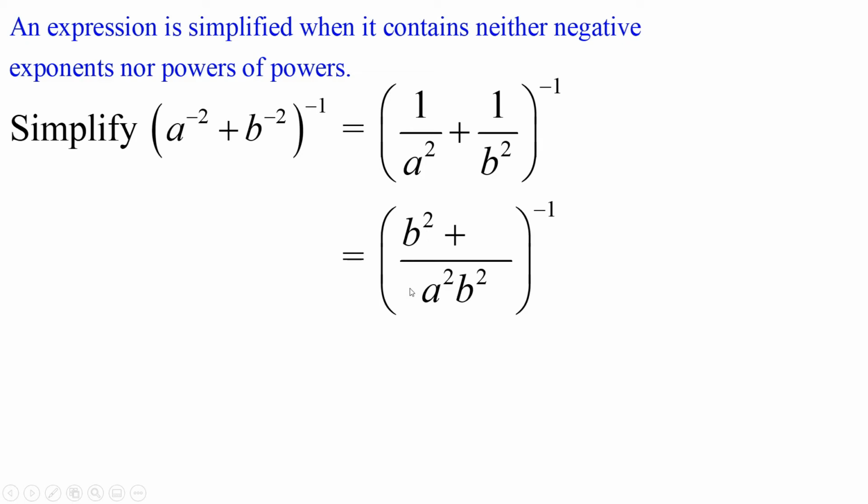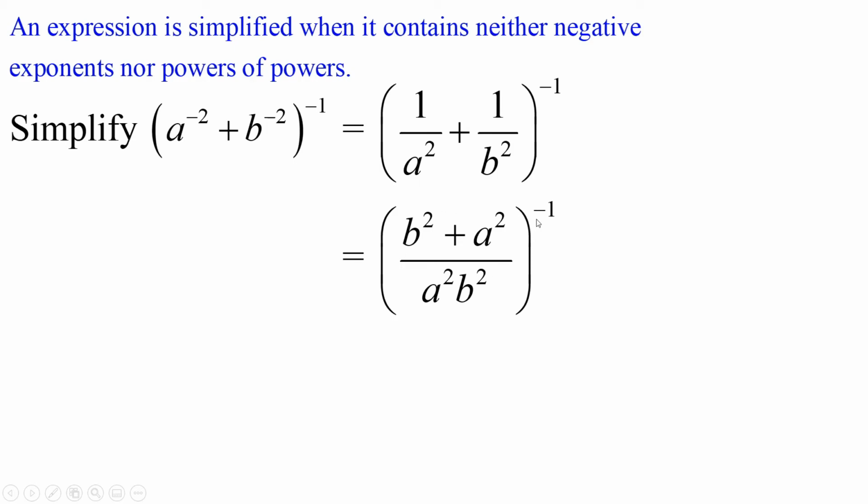Does b squared over a squared b squared equal 1 over a squared? Yeah, because your b squareds would cancel. And here I better multiply this 1 by a squared, because a squared over a squared b squared would be 1 over b squared. Now, I know there's 2 terms in the numerator here, but this is one fraction.